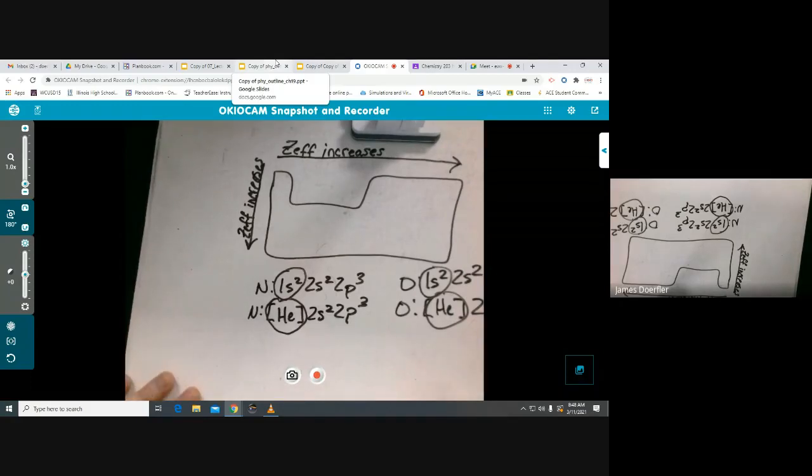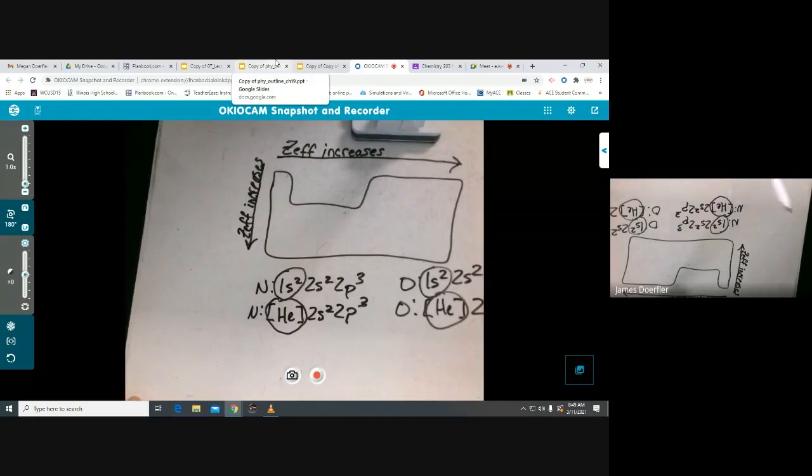What didn't change? The core electrons. So these two little core electrons, little security guards, remain the same. At the same time, we are adding protons as we go across the period. So their ability to protect these valence electrons decreases because we are increasing the number of particles that can pull those valence electrons in. And these two little soldiers just can't screen that attraction very well as we keep going across that periodic table.